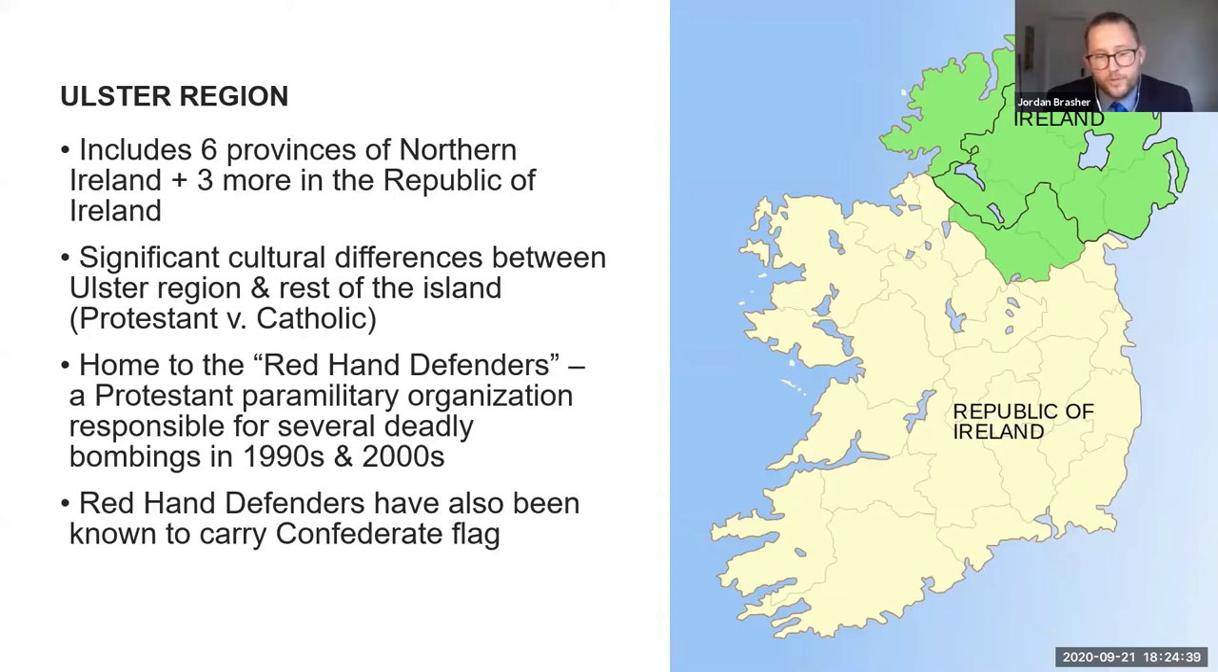The extremist group coalesced around their opposition to secession from the UK that would have integrated them into the Republic of Ireland. The Red Hand Defenders have also been known to carry the Confederate flag, which I'll show you a photo of in just a second.